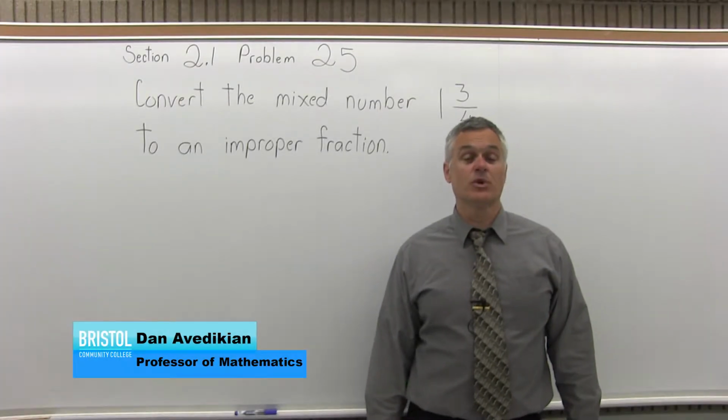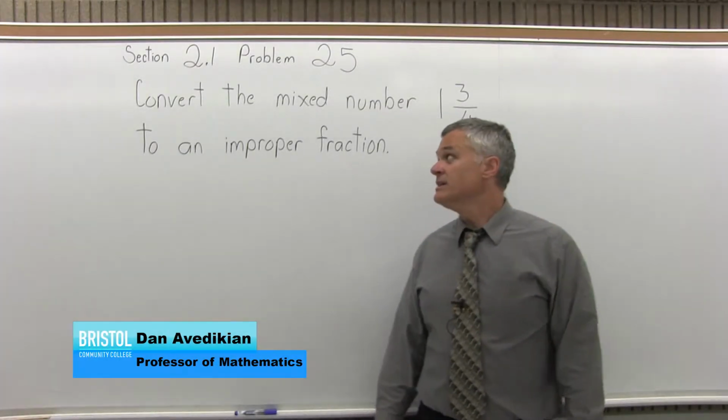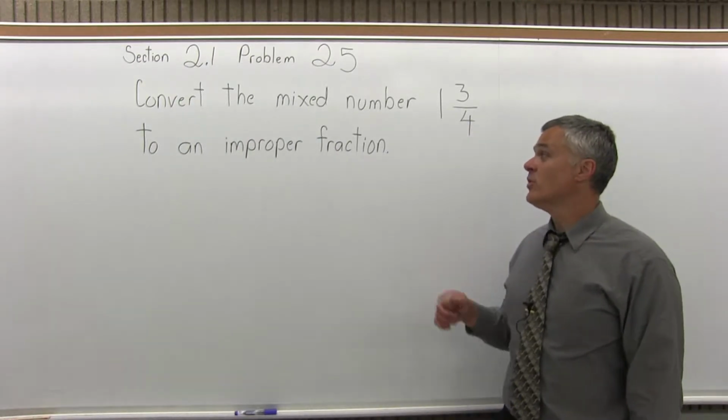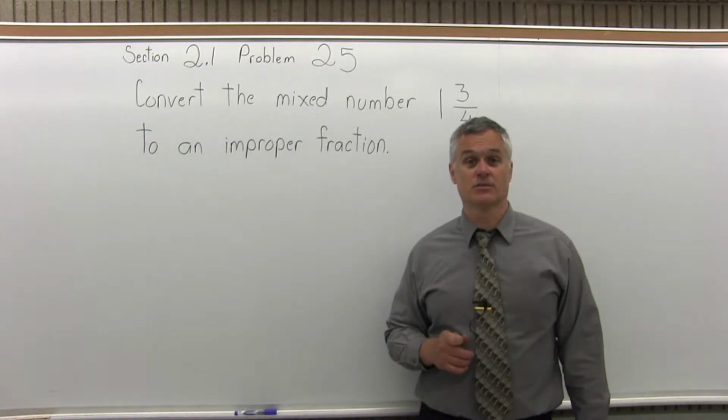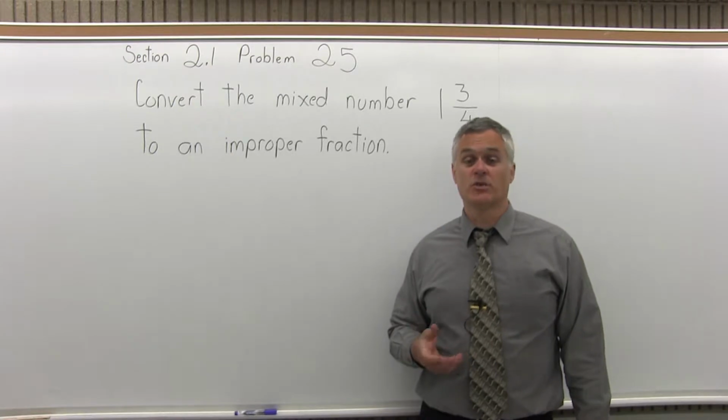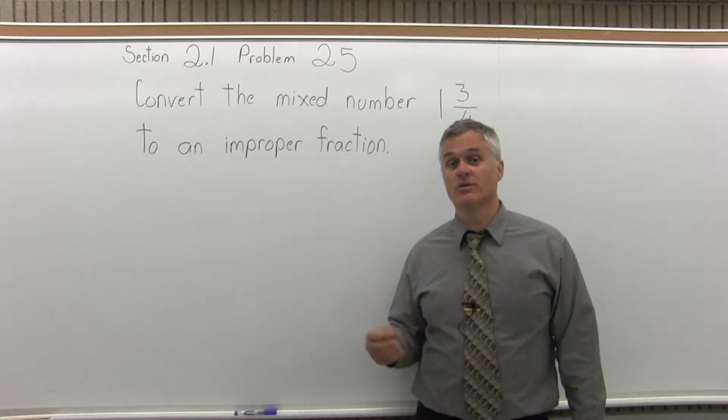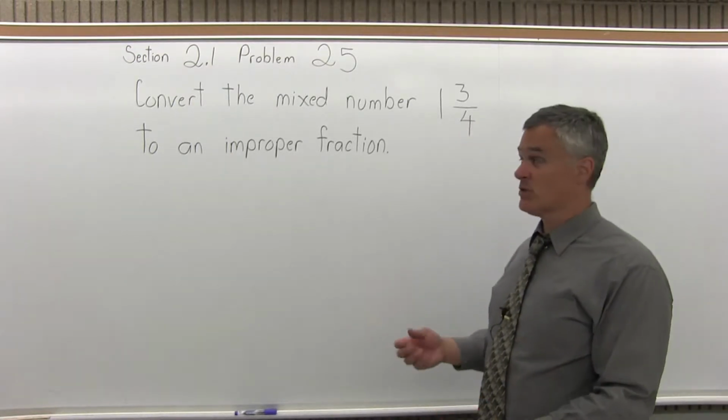This is Section 2.1, Problem 25. It says convert the mixed number 1 3/4 to an improper fraction. So by improper fraction, we mean a fraction that has a larger numerator than denominator. Or in other words, the top's bigger than the bottom.